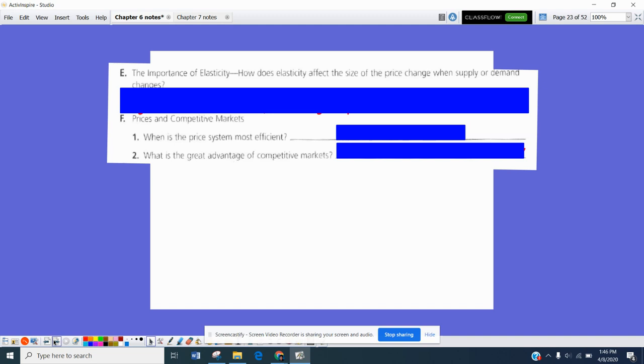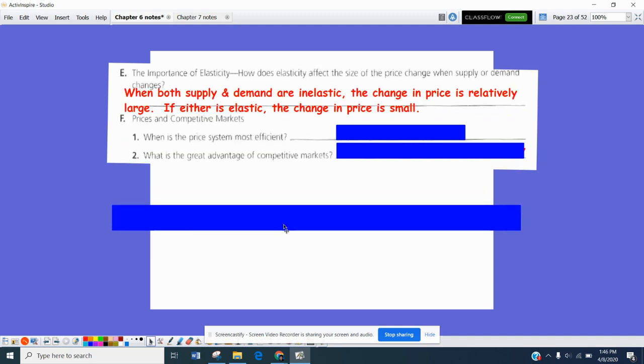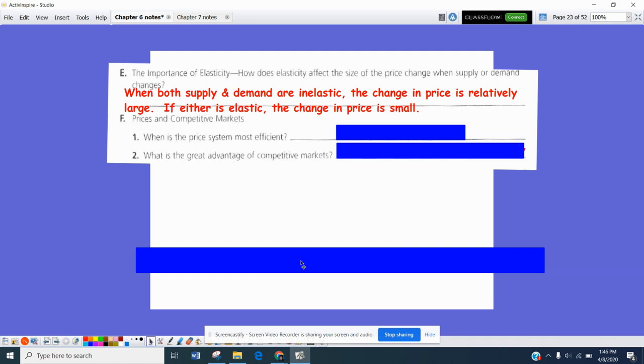Anyway, in letter E, importance of elasticity. How does elasticity affect the size of the price change when supply or demand changes? When both supply and demand are inelastic, the change in price is relatively large. If either is elastic, then the price change is going to be relatively small.